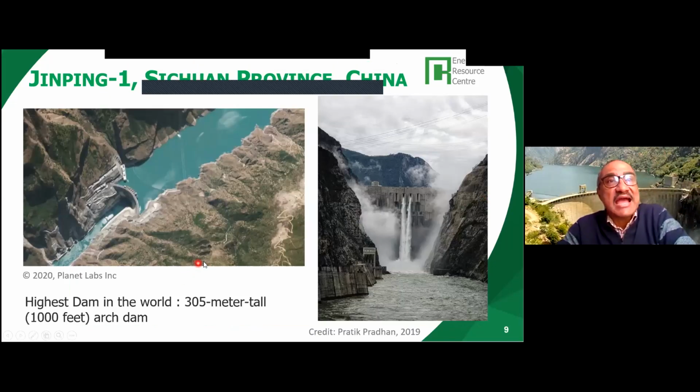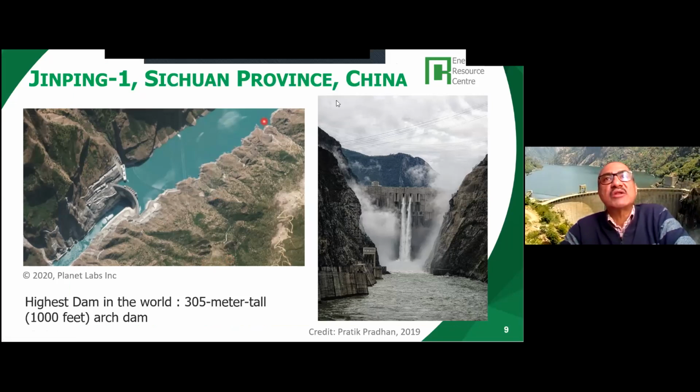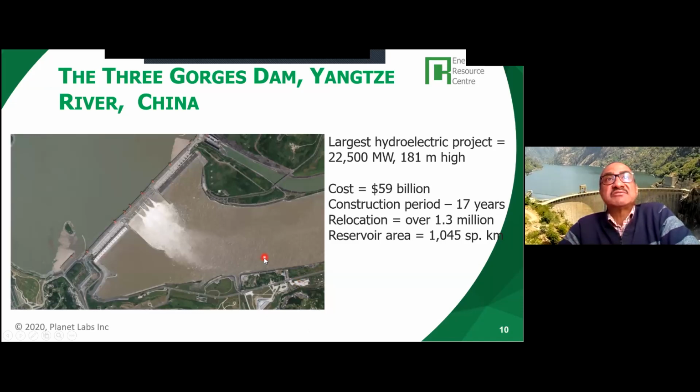Now, the highest dam in the world is in Sichuan province, China, Jinping. It's 350 meters tall. It's an arch dam like the Kahora Bassa. And a friend of mine had taken this picture when he was there, and you can see such a nice picture from the downstream side, okay? And I think the next one is the famous Three Gorges Dam on the Yangtze River, China.